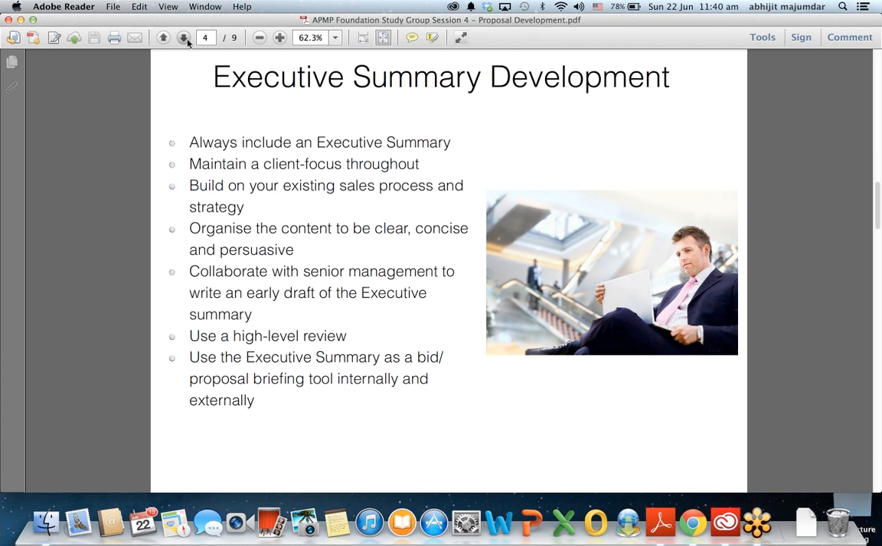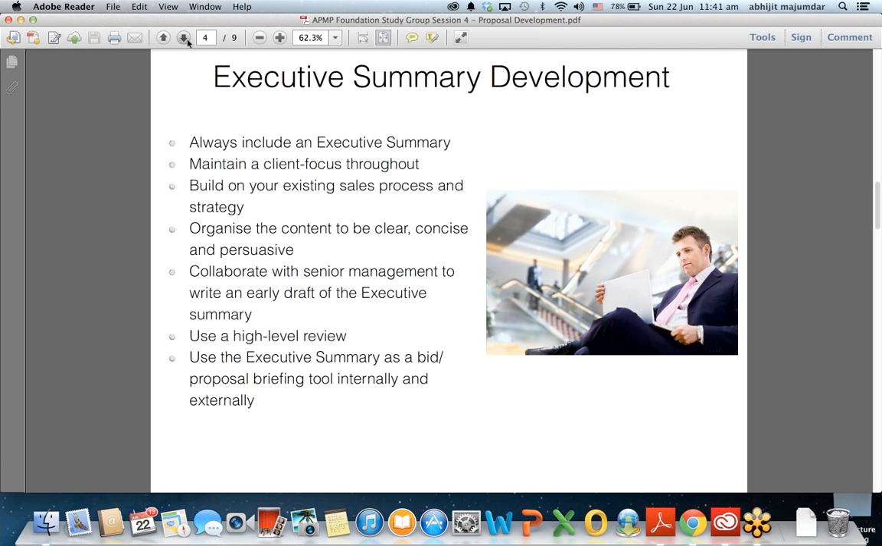Be focused to organize your content in a very clear, concise and persuasive manner. You do not need to elaborate in your executive summary what you are trying to say, but rather you should say it in a very concise manner where the reader gets the sense of what exactly you are saying. And if he needs much more information, he can go to that specific section and look at what more details you have provided in the proposal for that section. So your executive summary needs to be very clear, concise, and persuasive.